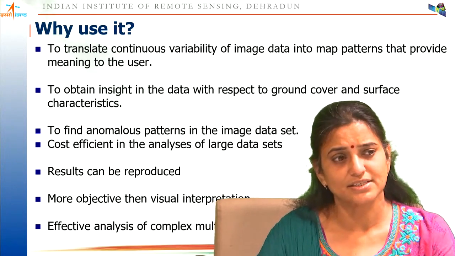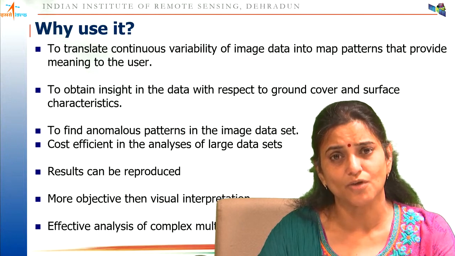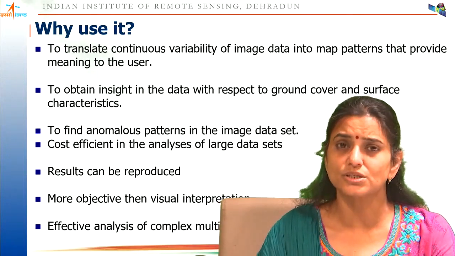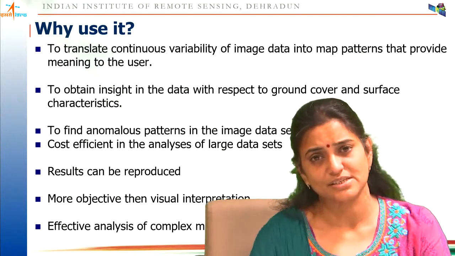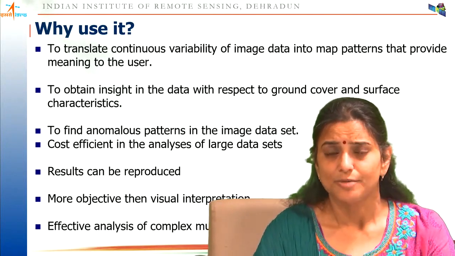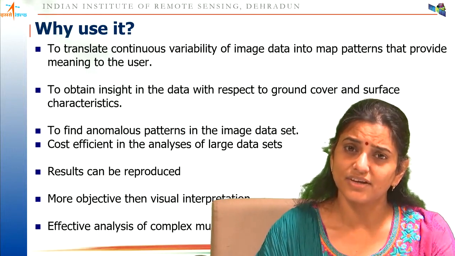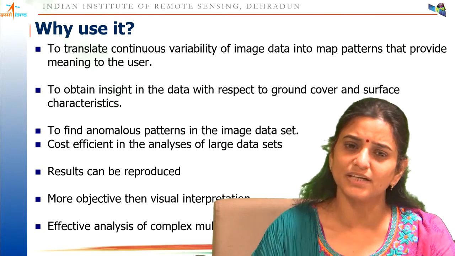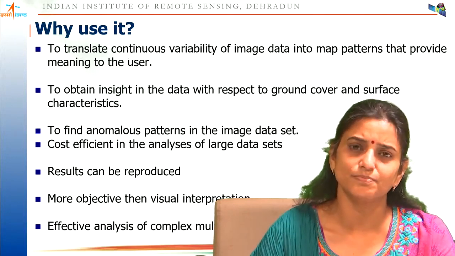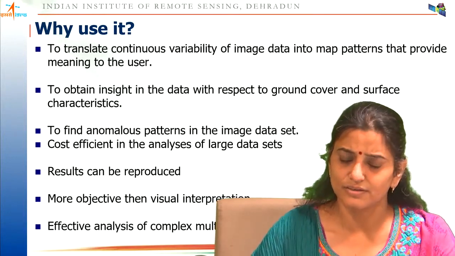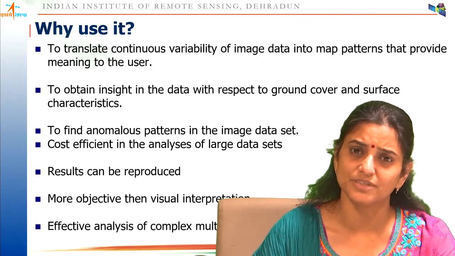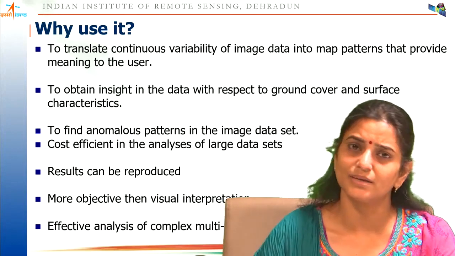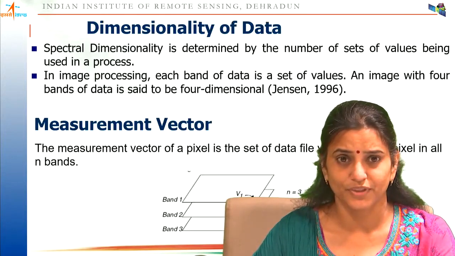Also in visual image analysis, we had a problem of being able to visualize only 3 bands at a time. This was good enough till the time our sensors had fewer bands, but nowadays our sensors have a large number of bands. So that is why complex multi-band interrelationship is there, and digital image classification is able to analyze the complex pattern of multi-band interrelationship.